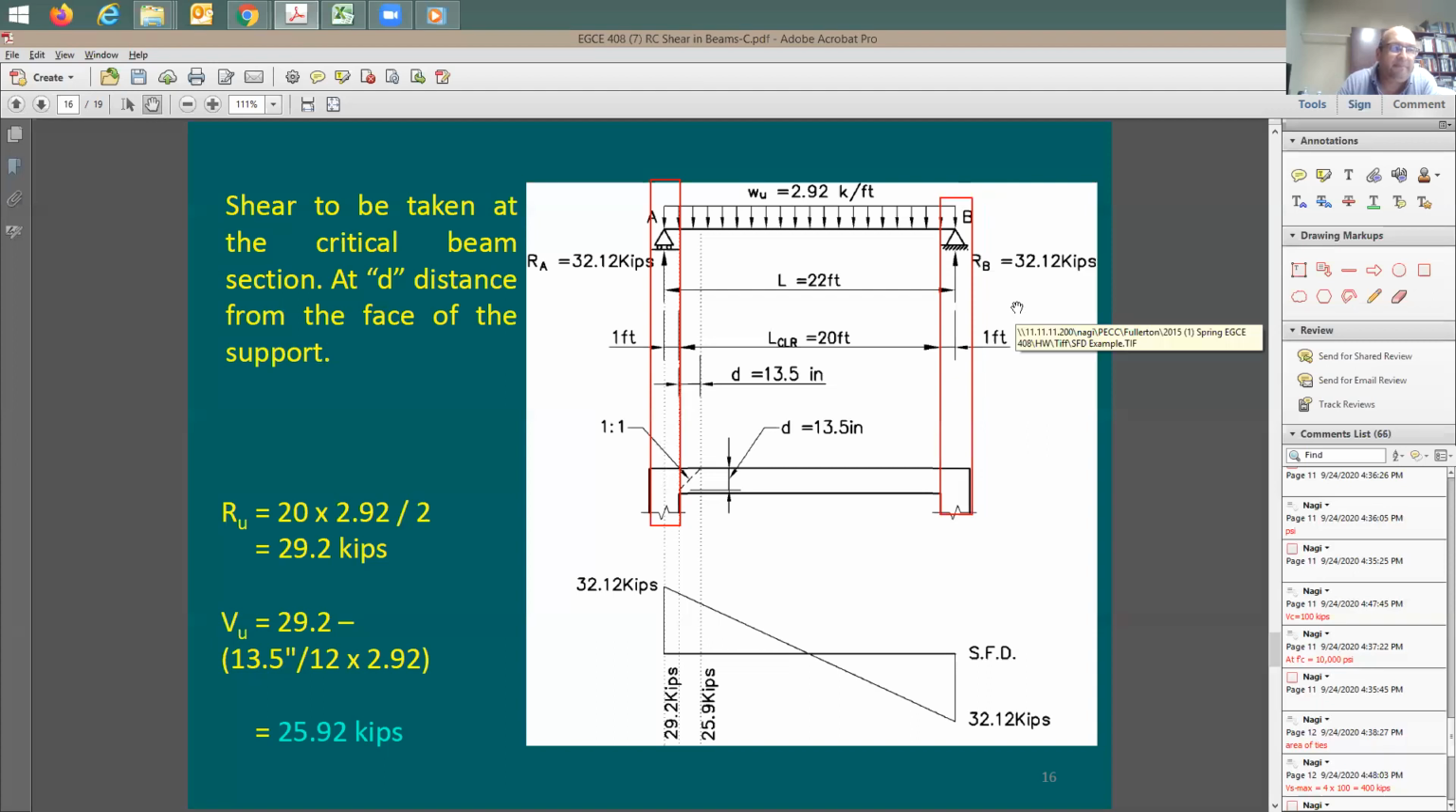All right, great. So what is the reason that I'm interested in the clear span? I'm going to say because I'd like to go the distance away from the face of support to find out the design shear, V sub U. If you want to go that distance, it means I want you to develop the shear diagram and then find out the shear at this location. Where is this location coming from? It's coming at the distance from the face of support.